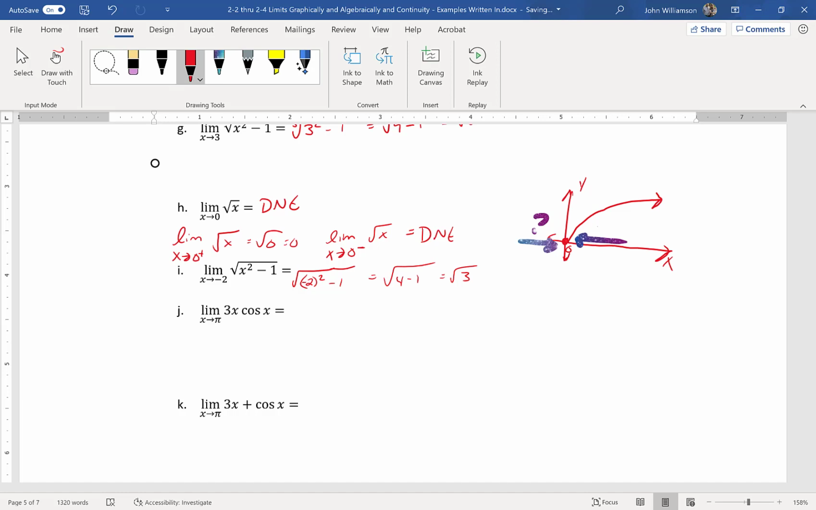Now for some trig ones. So the limit as x is approaching pi of 3x cosine x. So no issues plugging in. If we think about this, this is a product here. So this is 3x times cosine x. So then we can rewrite this using our product rule. So the limit as x is approaching pi of 3x times the limit as x is approaching pi of cosine x.